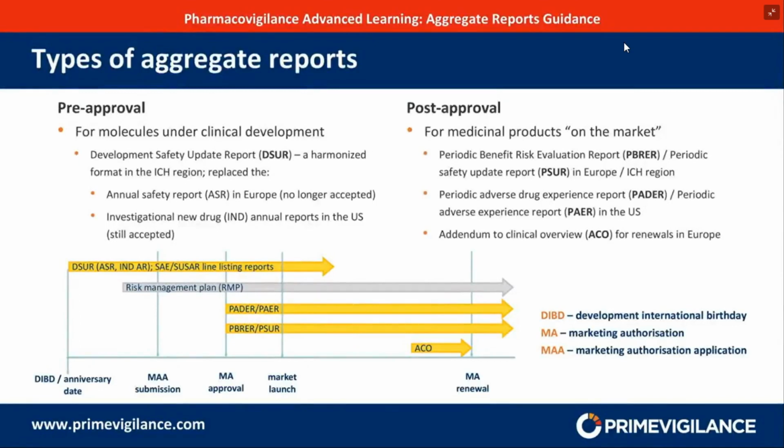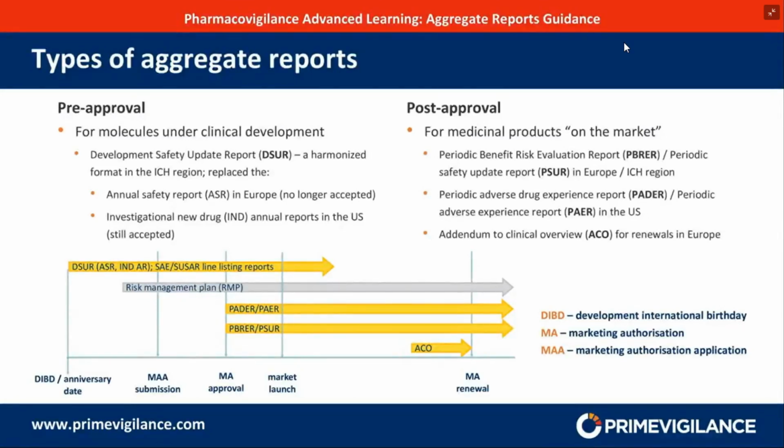In the post-approval stage, various types of reports are submitted for medicinal products that have been granted marketing authorization. Commonly, we use the Periodic Benefit Risk Evaluation Report, so-called PBER, that is, the Periodic Safety Update Report, so-called PSUR, while in the US the format of the Periodic Adverse Drug Experience Report is used. For renewal purposes in the EU, additional clinical safety data in regard to data already presented in the registered medicinal product dossier are presented in the form of an addendum to the clinical overview.